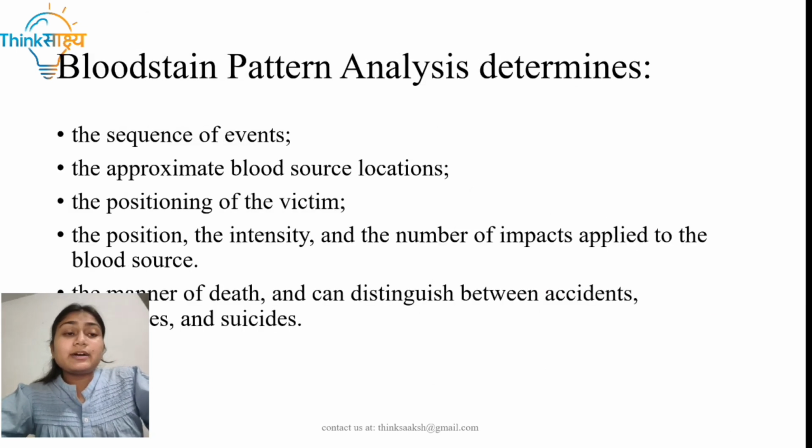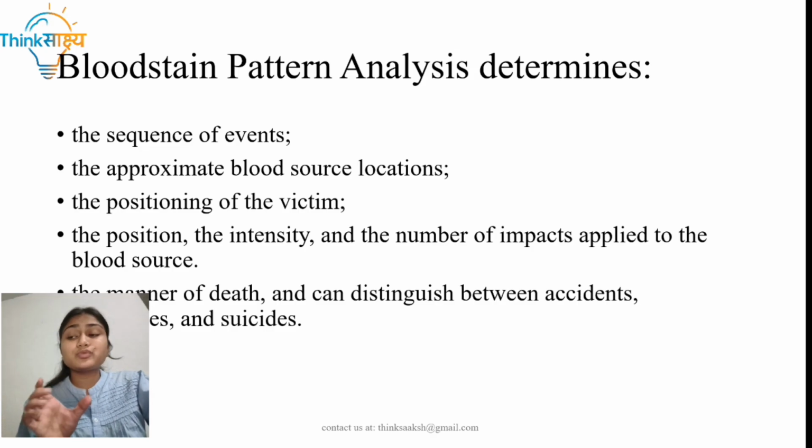So the next is, okay, we know what is blood stain pattern analysis. Now what we will get to know from the blood stain pattern analysis, that is the sequence of events, like how the sequence was carried on the crime scene, and the approximate blood source location, where approximately we can get the idea that yeah, blood source was present here. What is blood source? It is the source from where the blood was coming. So we can get a rough estimate idea that yeah, blood source was at this distance from the blood stain pattern.